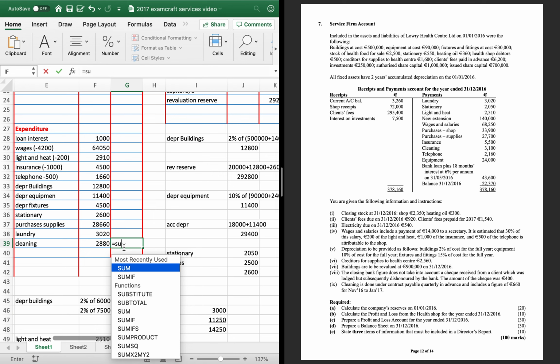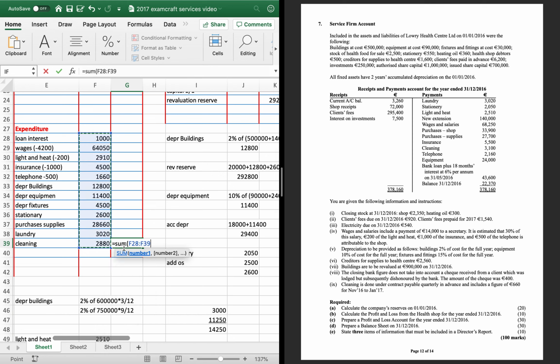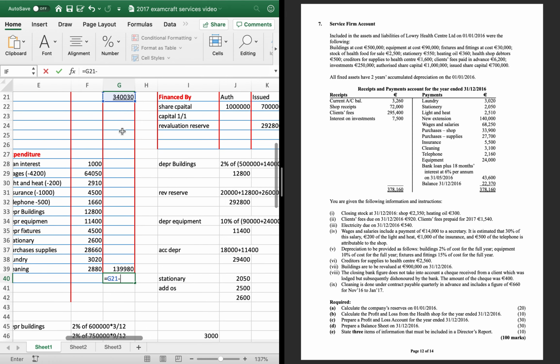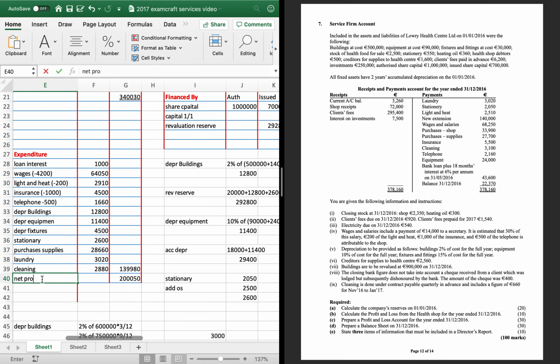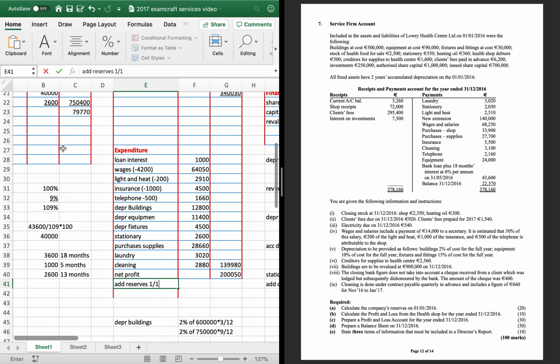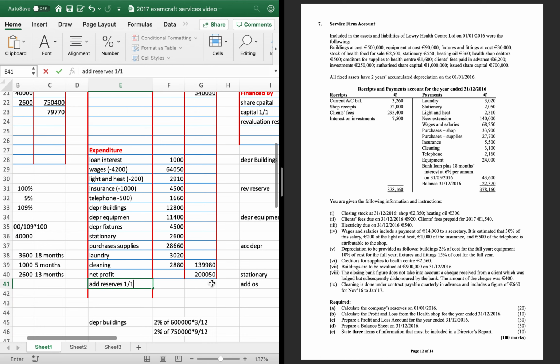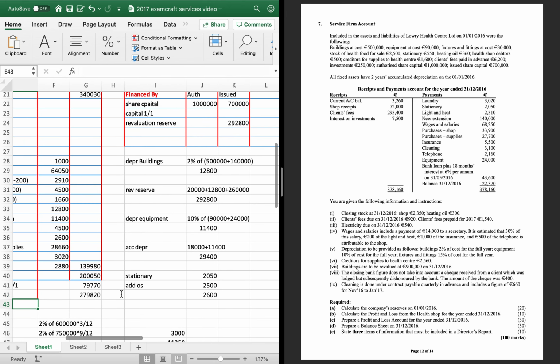Okay, we'll add up our expenses. If I get this wrong, you might have to bear with me, to see where I'm going. So that's our net profit. Don't forget to add on your reserves then. So our reserves first, and the first there's around per day, so the 79,770. And that gives you your reserves at the end of the year. So reserves 31st of the 12th is 279,820.